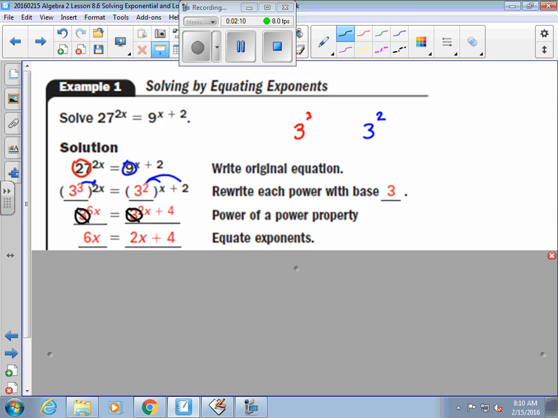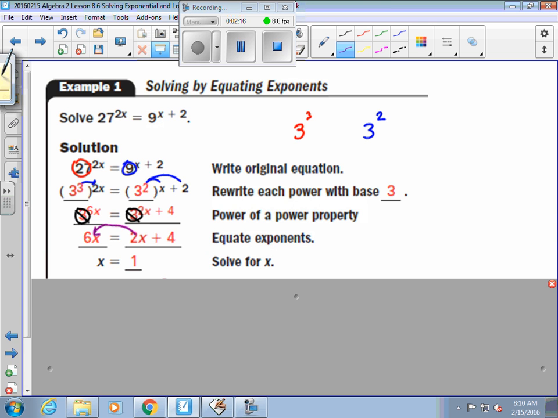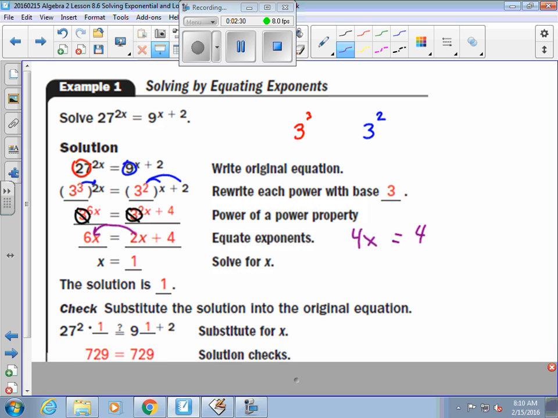So the first thing you do is subtract 2x, or you move it over to the larger 6x side when you subtract 2x. But I took 2 steps at once. But you would get 4x is equal to 4. And when you divide by 4 on both sides, you get x's value, which is 1. So this is solving by equating exponents.